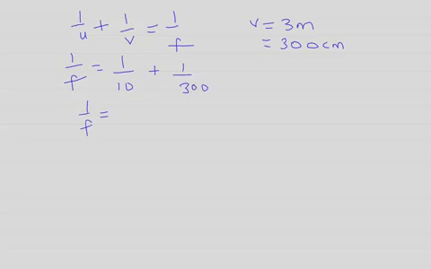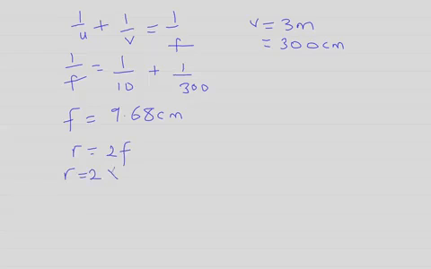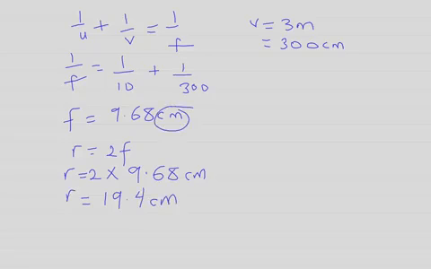So 1 over F now is equal to, you solve this, and then F will be equal to 9.68 centimeters. So F is 9.68 centimeters, and R is equal to 2 times F. So R is equal to 2 times 9.68 centimeters, and that gives us R to be 19.4 centimeters. It's in centimeters because this one is also in centimeters. That's the radius of curvature.